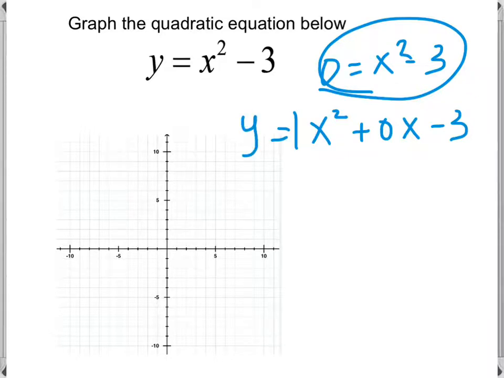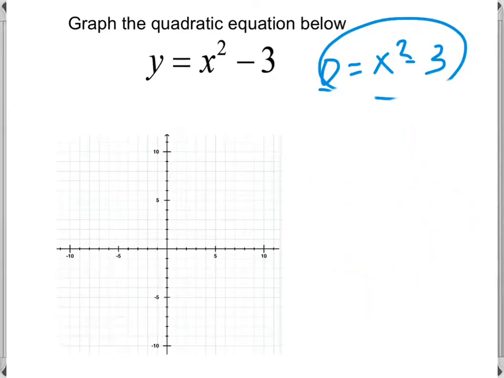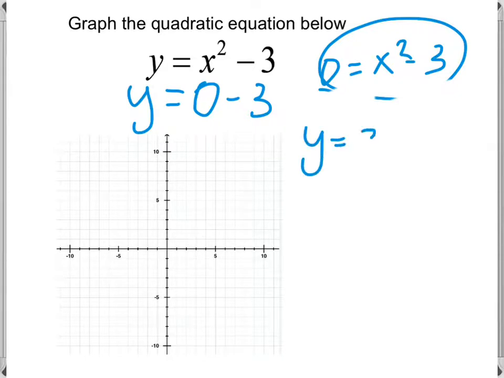So I can find the vertex here. Remember, the x-coordinate of the vertex is x equals negative b over 2a. So that's 0 over 2 times 1. So that's 0 over 2, which is 0. So the vertex is at x equals 0 like this. Okay, so it passes through, well, let's figure out the y-coordinate. So if I put 0 in the above equation here, 0 minus 3, the y value would be negative 3. So my vertex is 0, negative 3. So I have 0, and then I'm going down to negative 3.